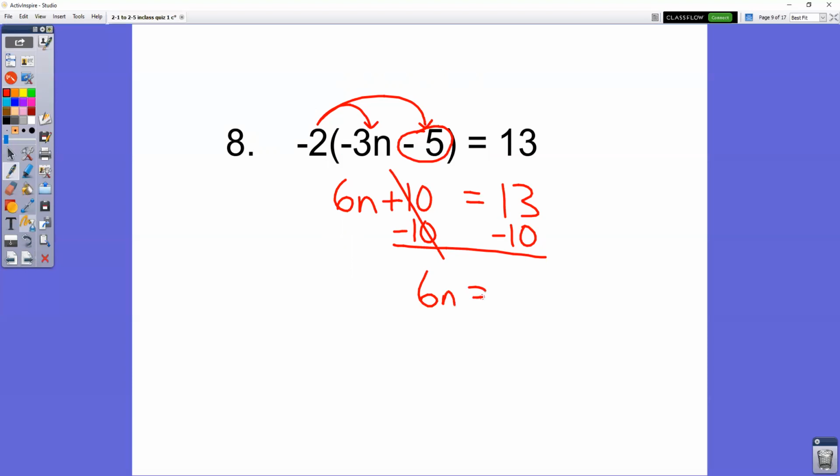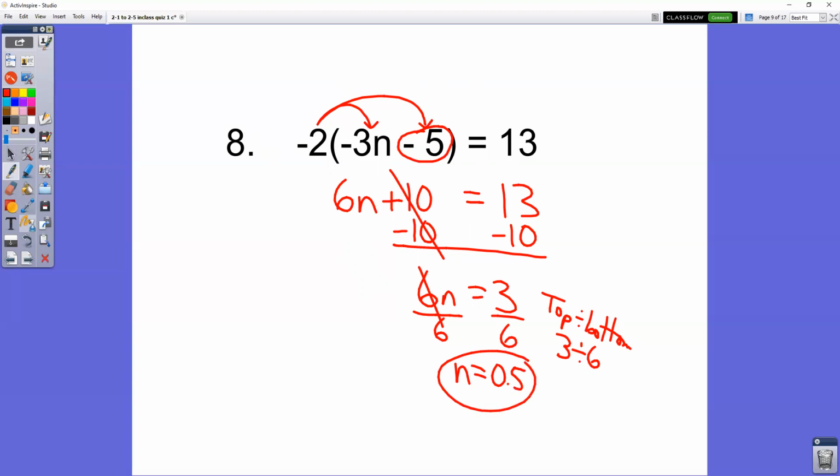Bring down your 6n, bring down your equal sign. 13 minus 10 is 3. Divide by 6, divide by 6. Be very, very, very careful here. Remember, it is always top divided by bottom when you divide. So you're doing 3 divided by 6. 3 divided by 6, make sure you use a calculator, is 0.5. Be very careful. If you got 2 as your answer, you did bottom divided by top instead of top divided by bottom.